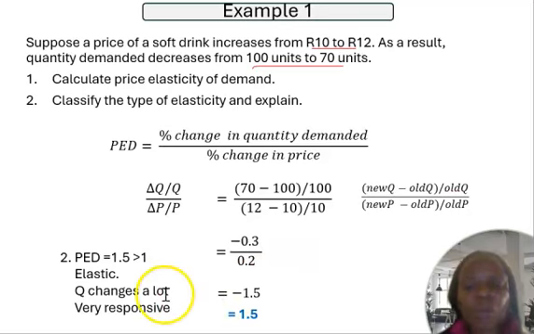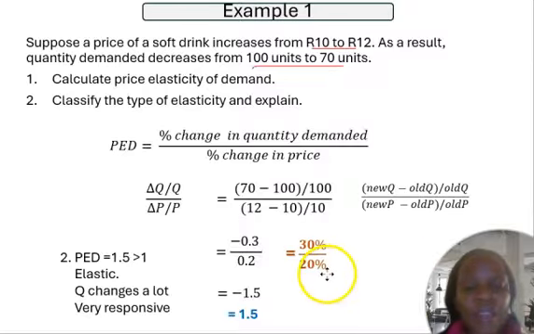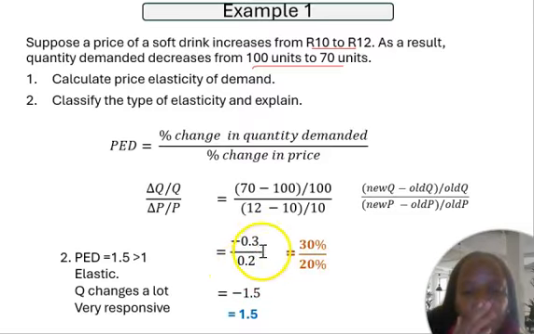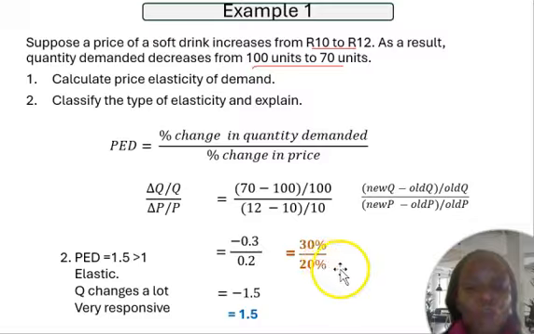That is, a change in price leads to a higher change in quantity demanded. That is, it's very responsive. And this you can see by just changing this equation into a percentage. We can see here that price changed by 20% and quantity changed by a higher percentage, 30%. And therefore we say it's very responsive. It is elastic. Let us look at our next example.